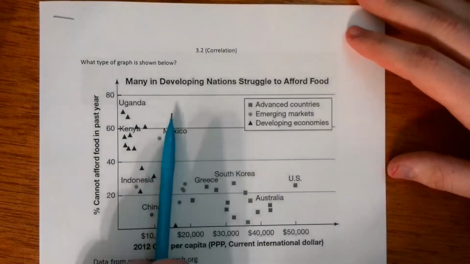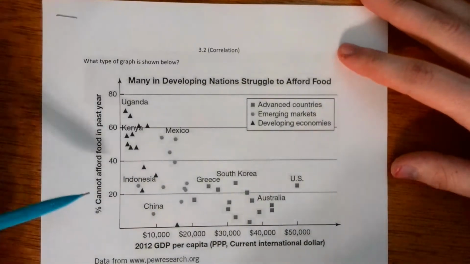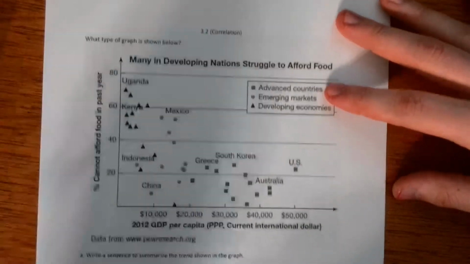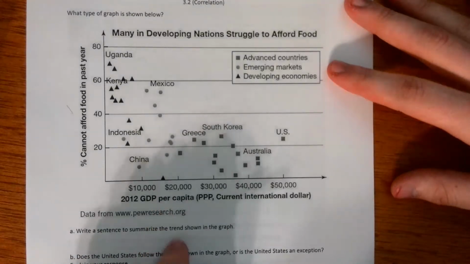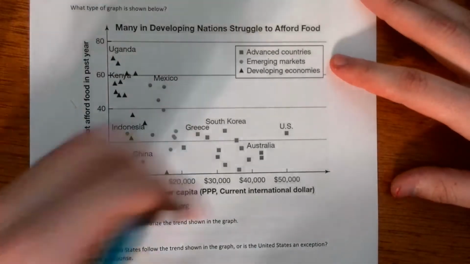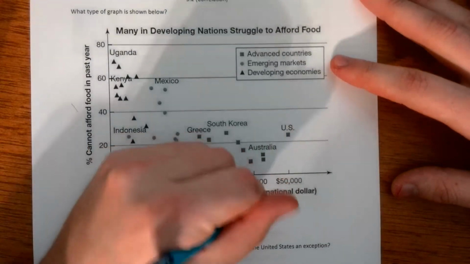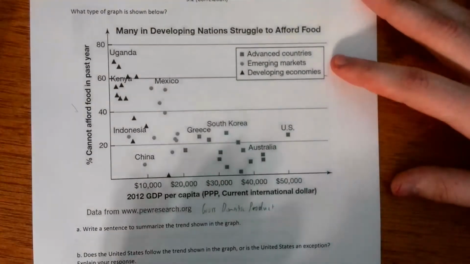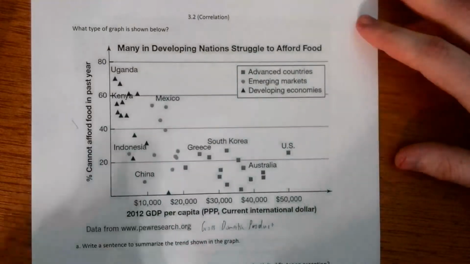So it's many in developing nations struggle to afford food. So it looks like we're comparing the percentage of people that can't afford food in a certain country in the past year, and we're comparing that to their GDP. And their GDP is basically just how much the average person makes. If you want specifically the definition, GDP stands for gross domestic product. And if you're really interested in that, I would recommend taking an economics class. I'm definitely not an economics professor, so I can't say that I'm any sort of expert on that.